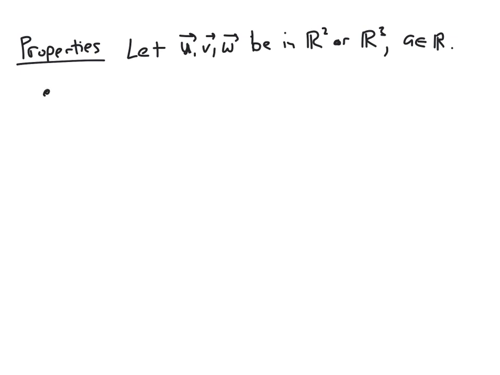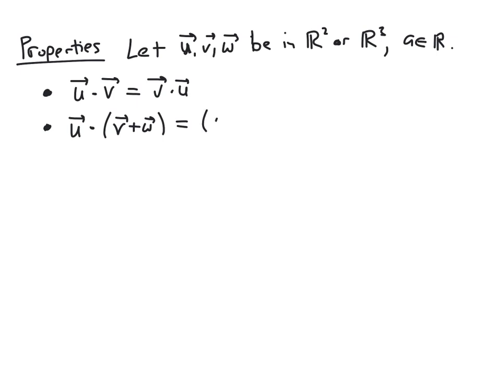Right? So the properties that this product has, it is commutative. So u dot v is equal to v dot u. So we can take the dot product in any order. It is distributive. So if I take u dot a sum, like v plus w, this will be the same thing as first taking the dot product of u and v, and then adding that to the dot product of u and w.